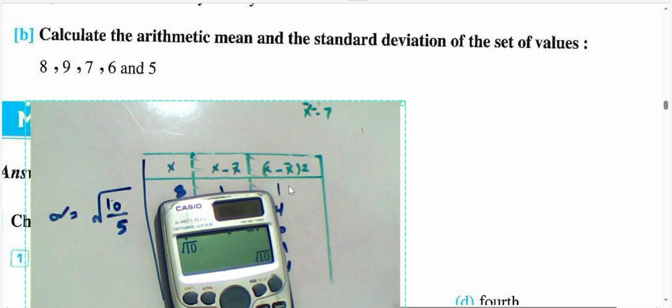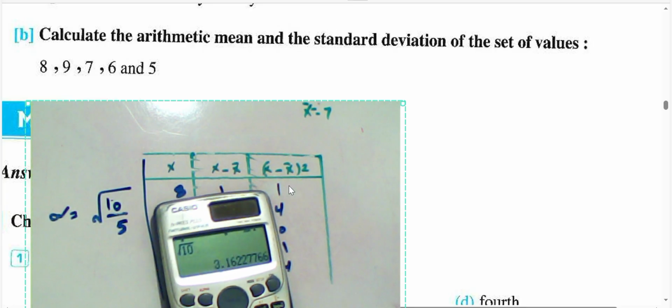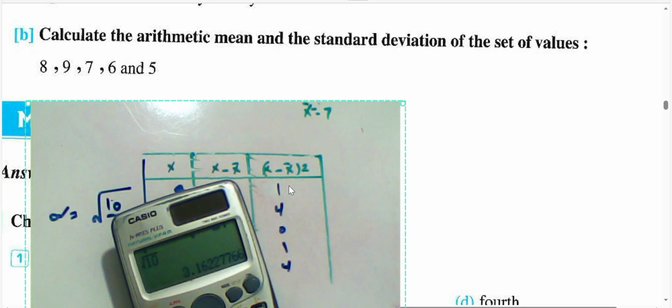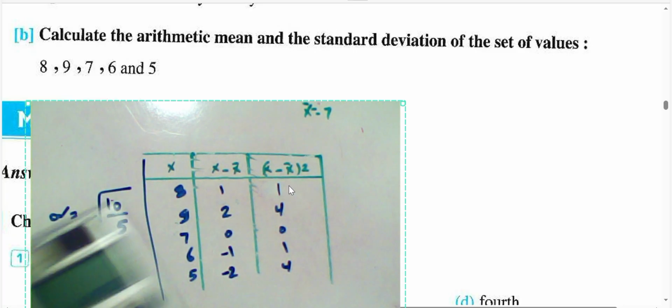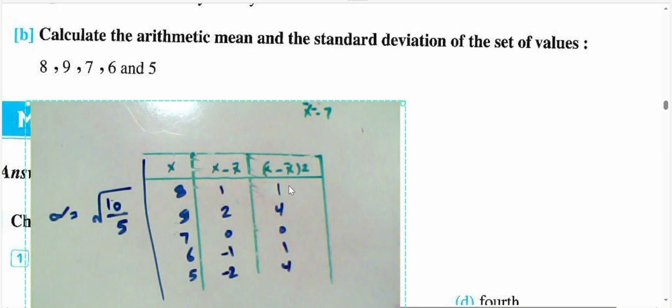The result will be... 10 divided by 5 equals 2. Square root of 2 equals 1.41. Okay, let's finish.